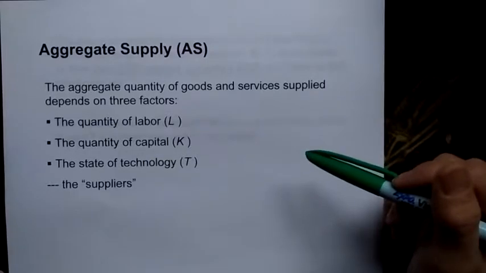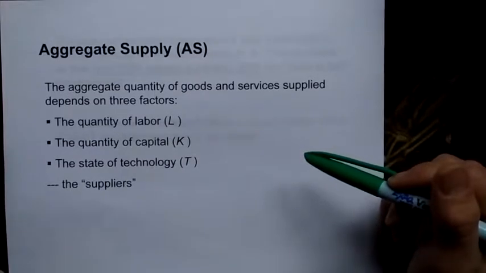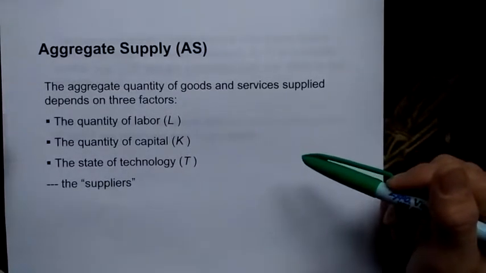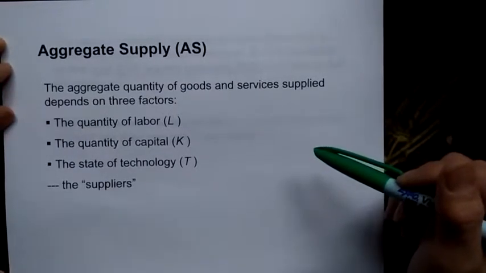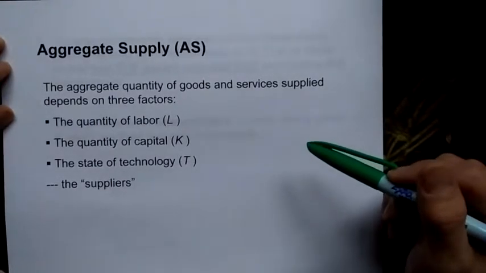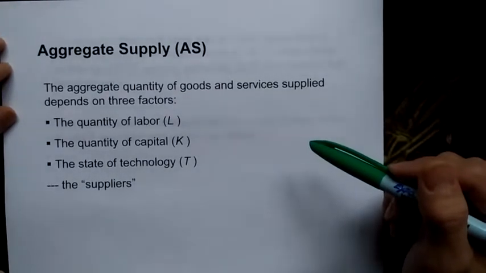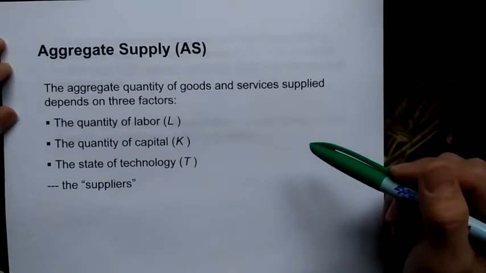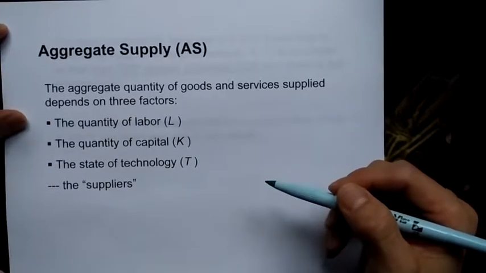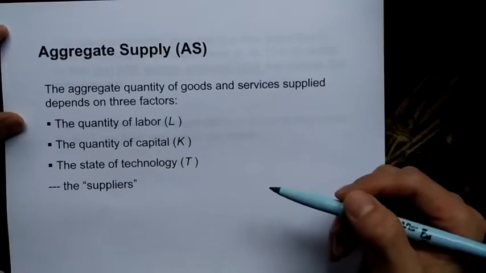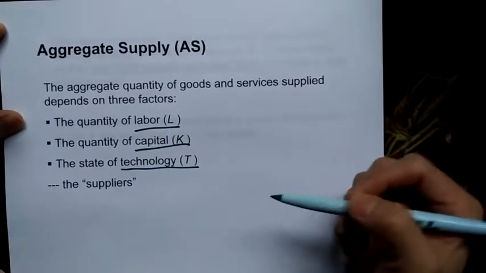Remember, before we draw any supply curve, we have to know who the suppliers are. So who are the suppliers in the aggregate market? The answer is whoever produces. Whoever produces is a supplier in the economy. Therefore, who are the suppliers? The answer is production factors. So what are production factors in the aggregate market? The answer is labor, capital, and technology.